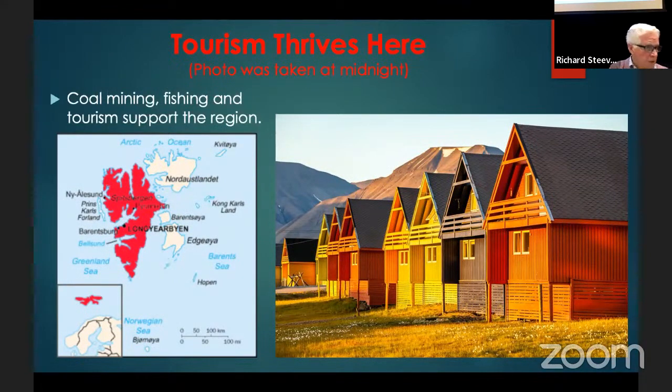The mainland Norway doesn't have any coal mining, don't have any coal plants. This is the only place within the jurisdiction of Norway where there is a coal mine. And people are getting the message. They themselves realize that they're on this vulnerable island or archipelago, and here they've got a coal mine and a coal plant, and maybe they should do something about it.